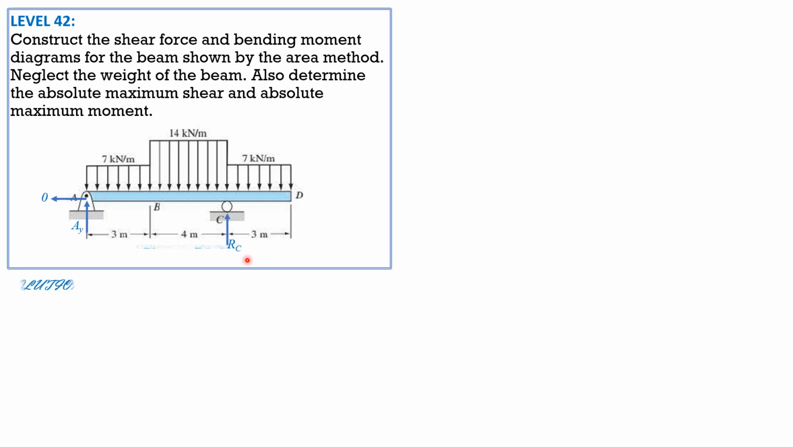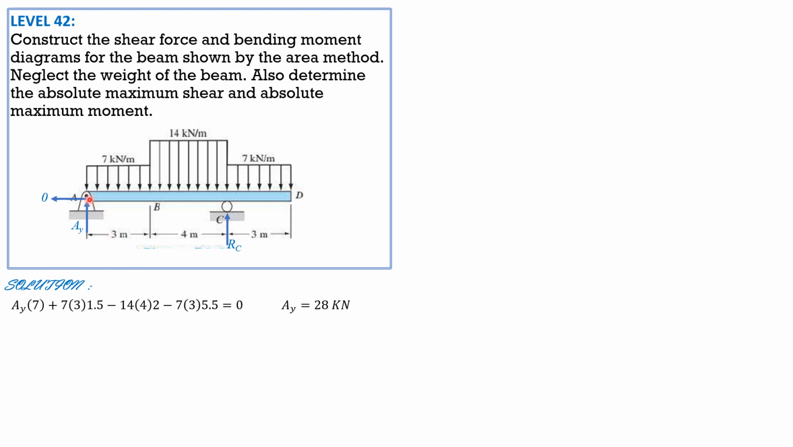We have at A, AY and AX 0, and at C, R sub C. So summation of moments about C equals 0: AY times 7 plus 7 times 3 times 1.5 minus 14 times 4 times 2 minus 7 times 3 times 5.5 equals 0. So AY equals 28 kilonewtons.